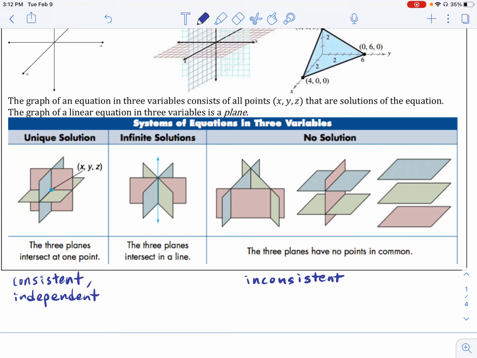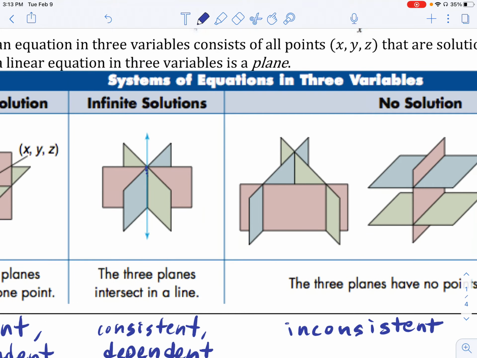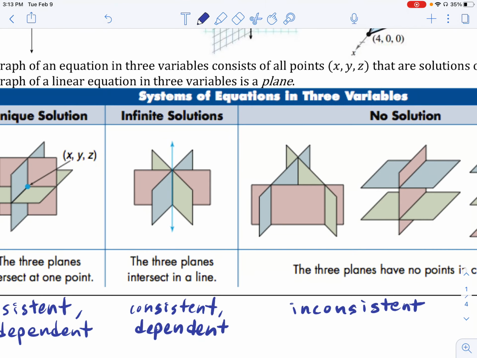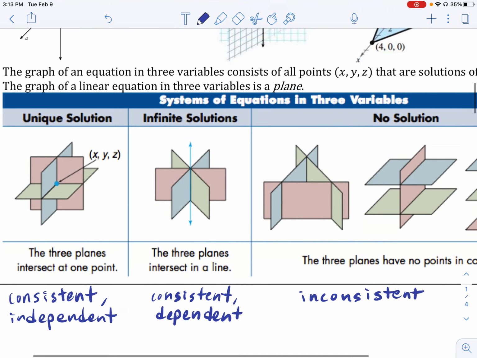And finally, if we look in the middle column, we see a system that has an infinite number of solutions. We call this a consistent dependent system. And we'll talk a little bit about why this is called dependent in a moment. But this is where all three planes are intersecting together in a line, meaning if we look here, there are an infinite number of points that we can identify that exist on this line where these three planes are intersecting. There are an infinite number of solutions. So for us, we want to be able to find a way of expressing these infinite solutions.